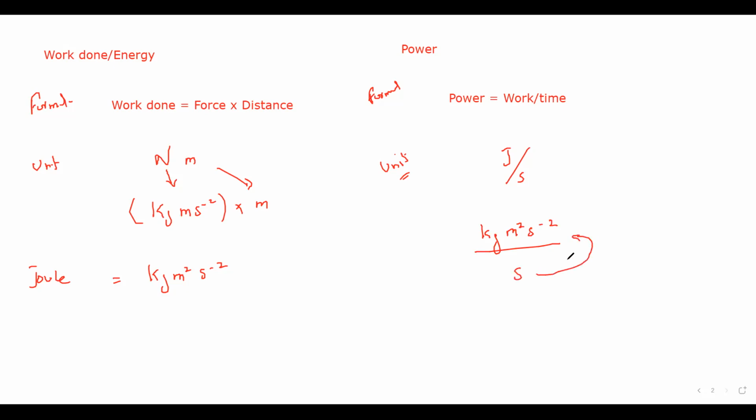So this second will move up. So it will be kilogram meter square second raised to power minus 3. So that is equivalent to unit of power, which is watt. So it means watt is equivalent to kilogram meter square second raised to power minus 3. Is it clear this example?